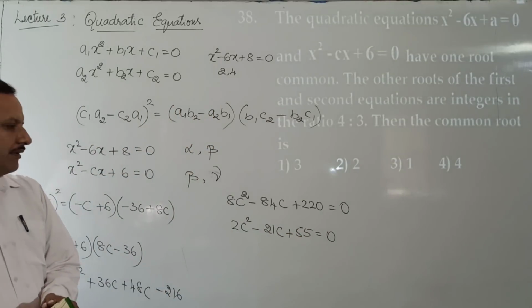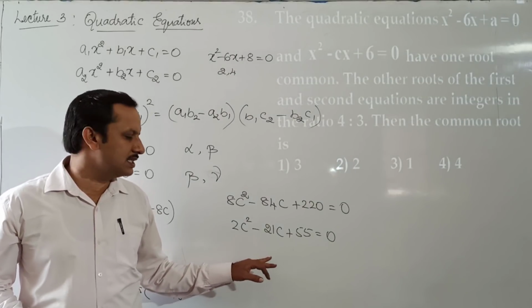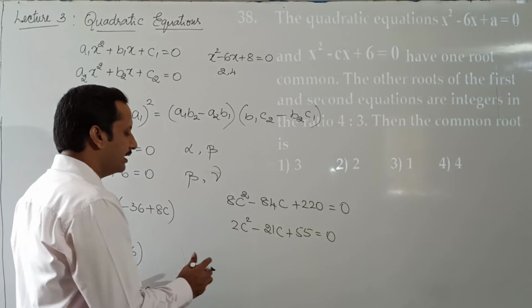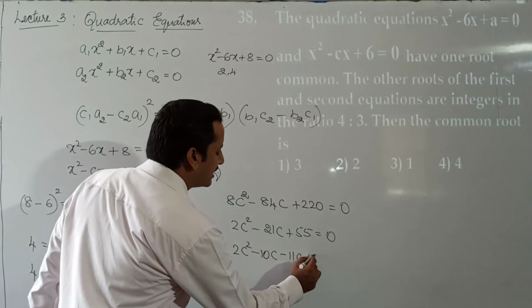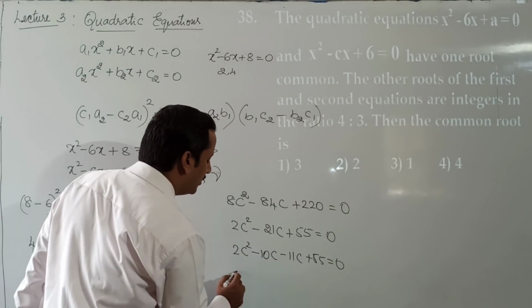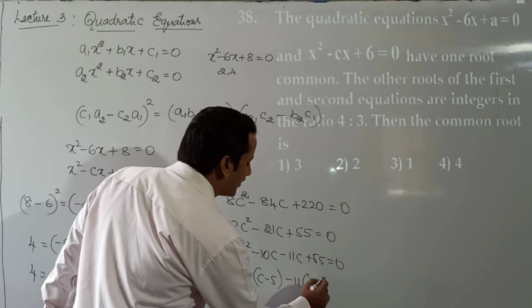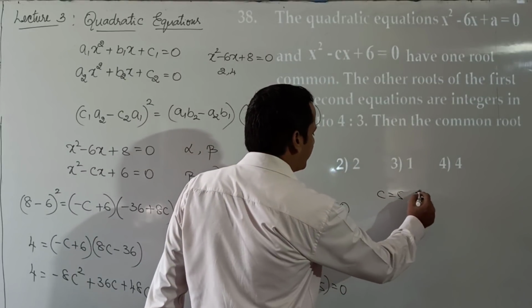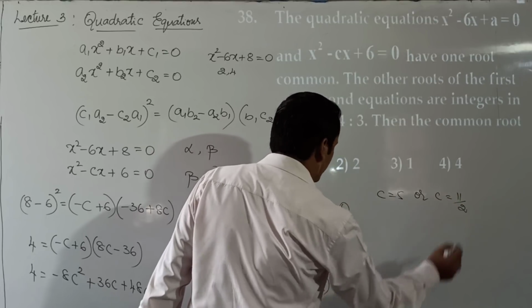Now factorize it. 55 into 2, 10. When I multiply, I should get 110C square. When I add, I should get minus 21C. So 10 and 11. 2C square minus 10C minus 11C plus 55 is equal to 0. 2C into C minus 5 minus 11 into C minus 5 is equal to 0. That will give you either C is equal to 5 or C is equal to 11 by 2.